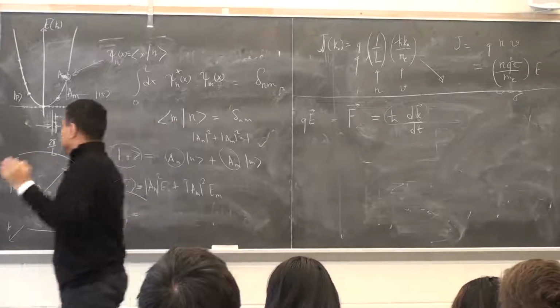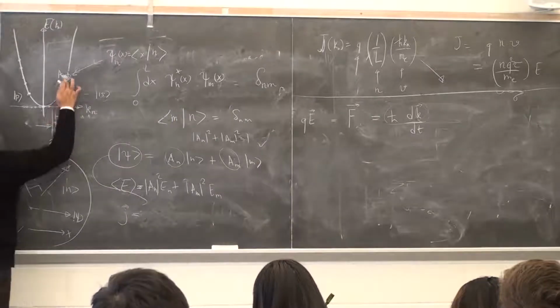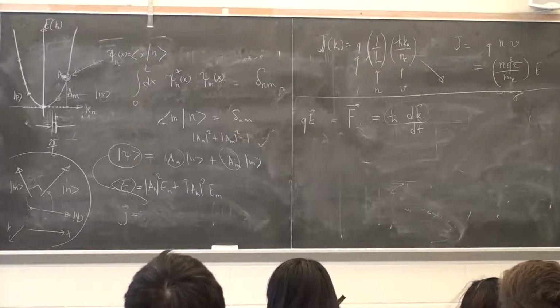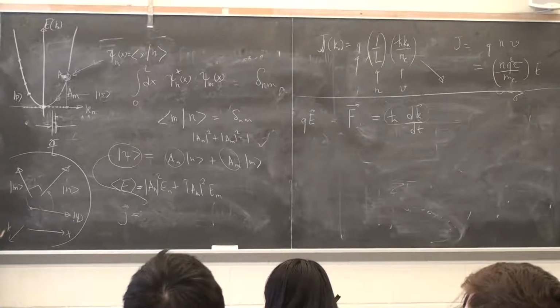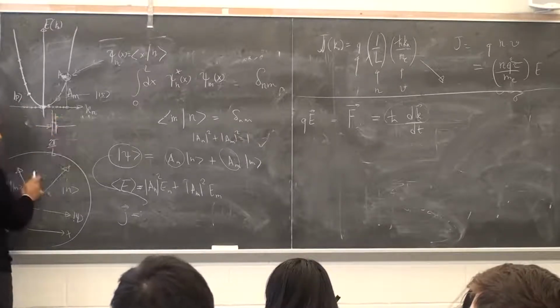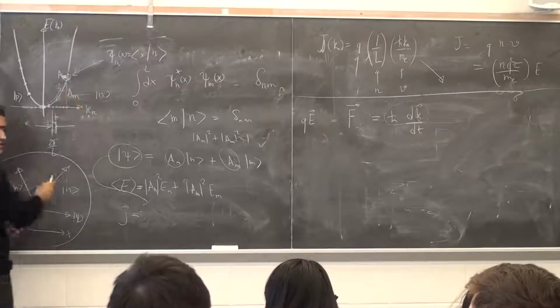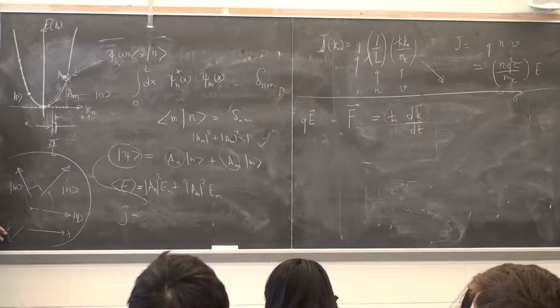So what is the electric field doing to the electron in k space? It was sitting right here at the bottom, let's say, and then you turn on the electric field, it jumps to the next state here, n equal to 1, n equal to 2, n equal to 3, and it's sweeping it up. So the k is increasing.